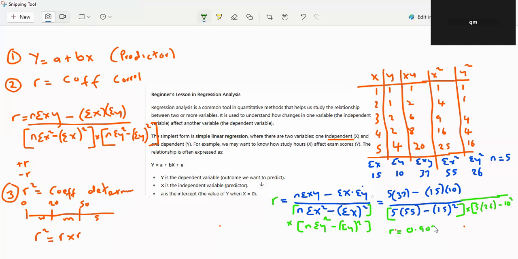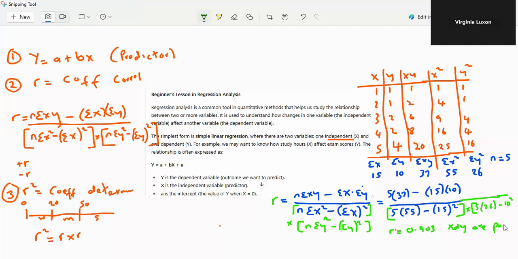0.903, positive. So what is your comment? It's a positive relationship. Positive X and Y? And strong? No, not yet. R is just for the relationship. You can say X and Y are positively related. That's a comment, all right? X and Y are positively related. That's all. Or they are directly related.